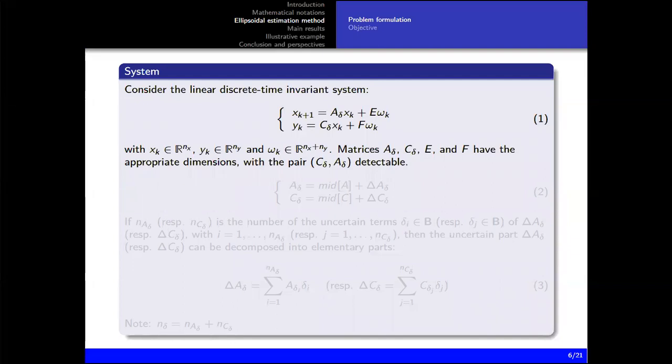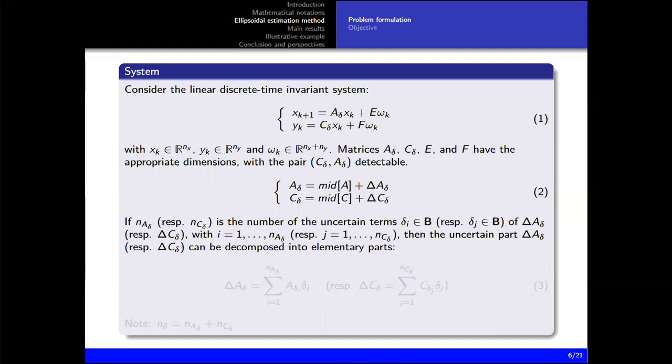Consider this linear system, with x the state of the system, y the output, and omega the vector composed of the perturbations and measurement noise, which belong to the unitary box. The evolution matrix and observation matrix are interval matrices. Consider also that the pair C_delta and A_delta is detectable. If we consider the number of uncertainties of A_delta as N_A_delta and of C_delta as N_C_delta, then we can write the uncertain parts of A and C as we can see in equality 3. And we can note N_delta as the sum of N_A_delta and N_C_delta.